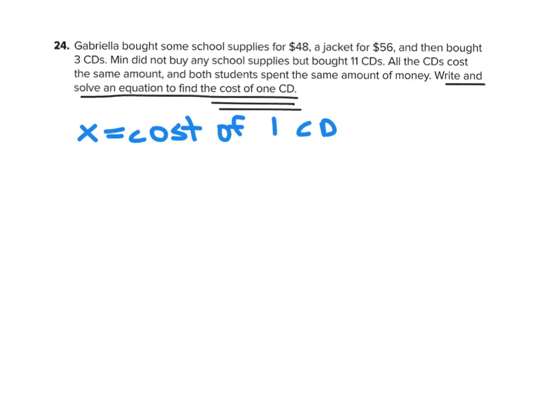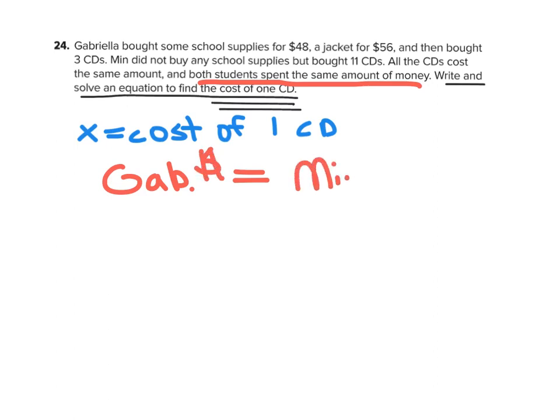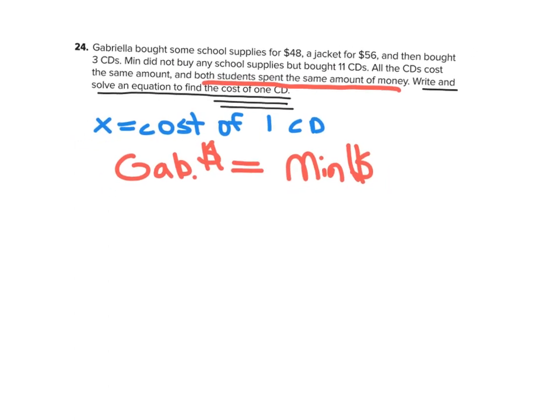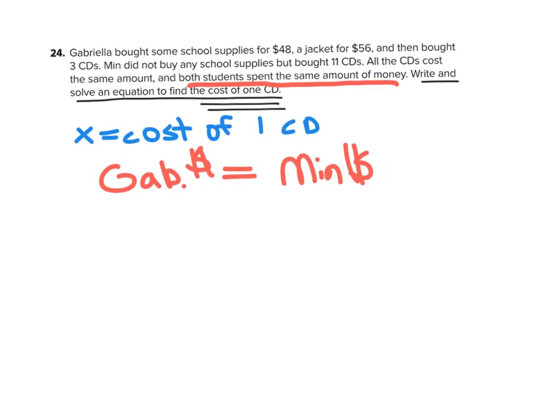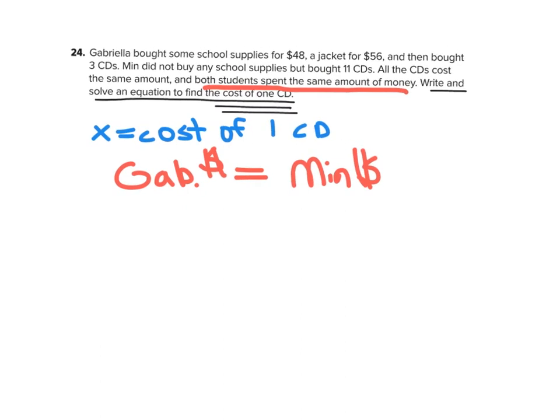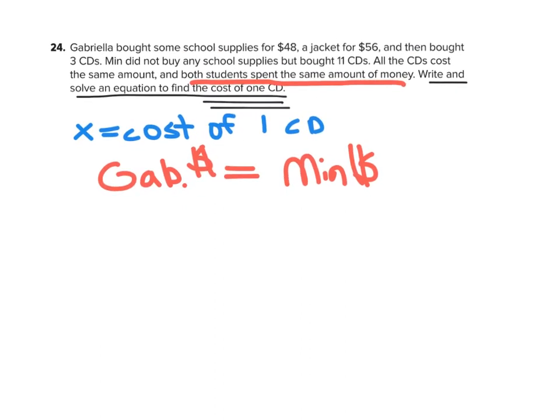Now, in the question, we're told that both students spent the same amount of money. So I know that Gabby, I'll label that Gab, her cost was the same amount as what Min spent on the CDs and school supplies. Now, once we figure that out, we understand that both people bought the same amount. Okay, so their prices were equal to each other. Now we need to go ahead and represent what each person bought.